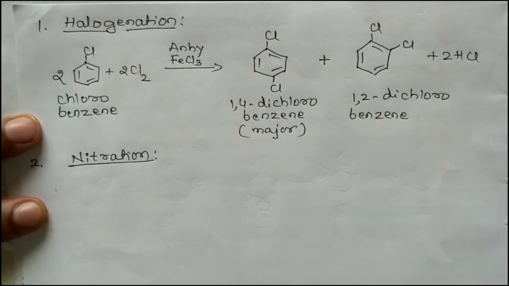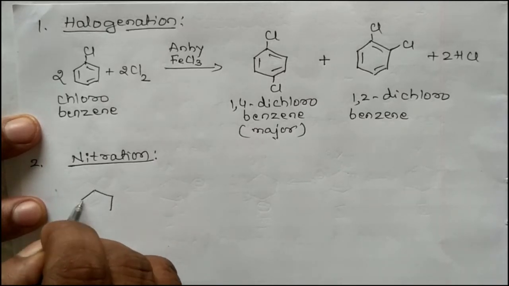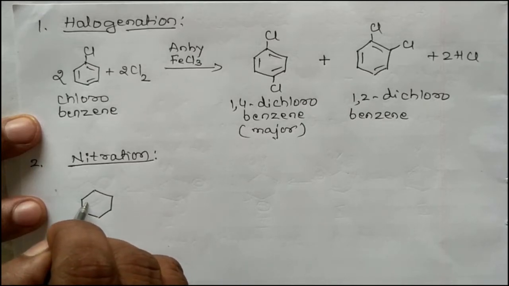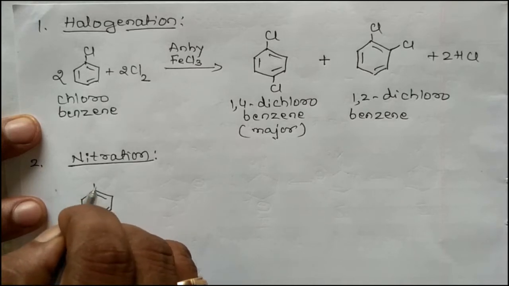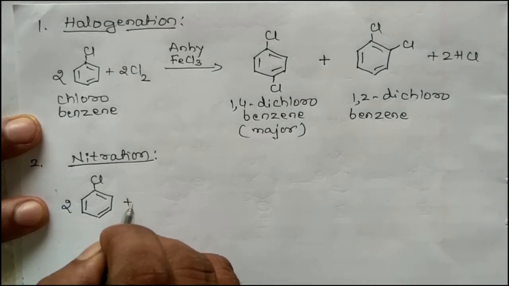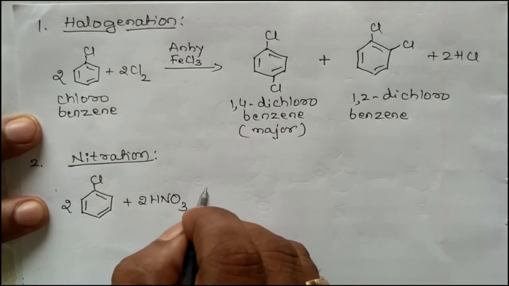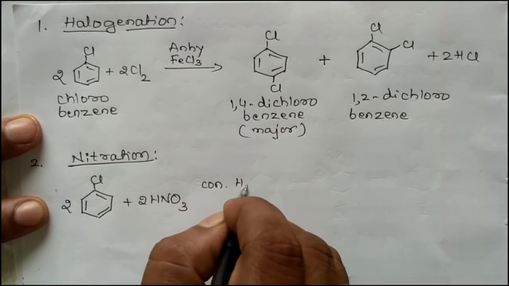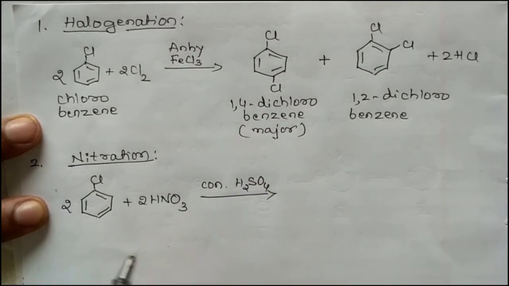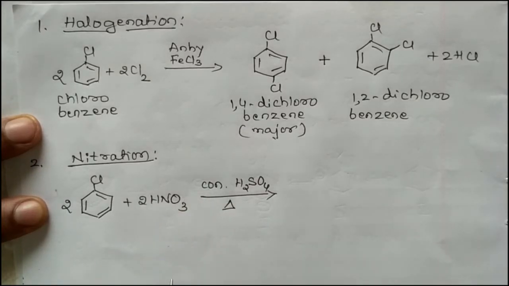When chlorobenzene is heated with nitrating mixture, which is a mixture of concentrated nitric acid and concentrated sulfuric acid. This is known as nitrating mixture. It is heated with the nitrating mixture, HNO3 in the presence of concentrated H2SO4.